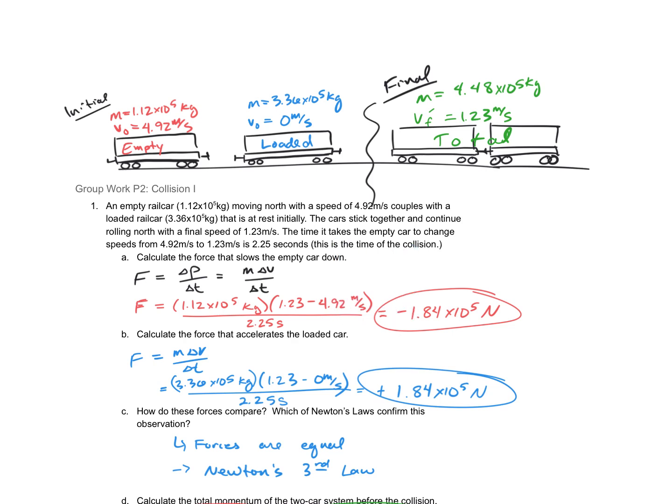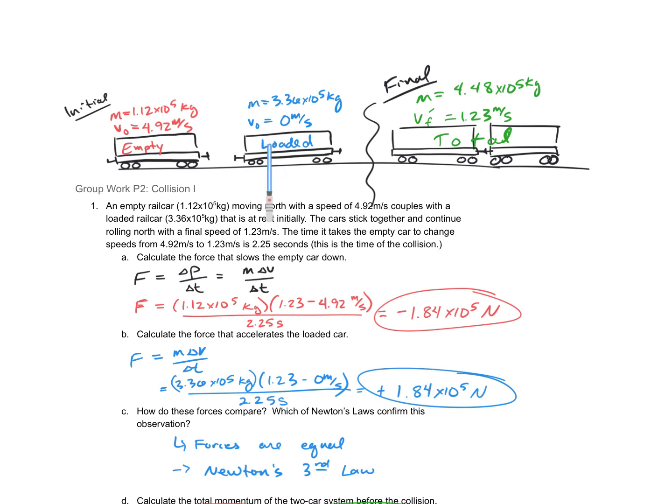So this is the question. Calculate the force that slows the empty car down. Force is equal to impulse divided by time, or mass times delta V divided by time. Here's the mass, and here's how much it changes its velocity by. The force necessary to change the empty railroad car from a velocity of 4.92 meters per second to 1.23 meters per second is a leftward force. This number should be negative because the force is pushing it to the left.